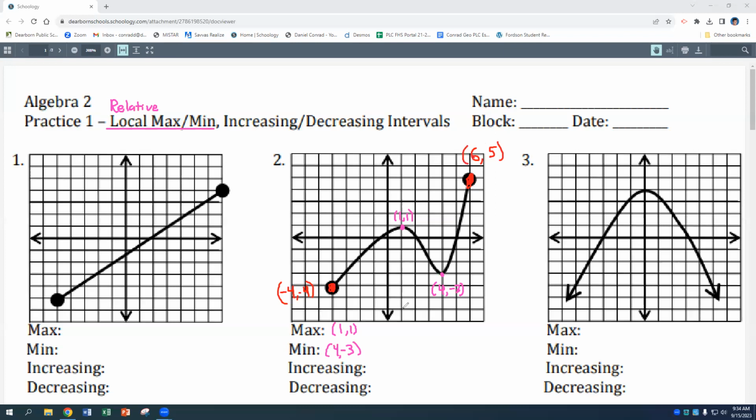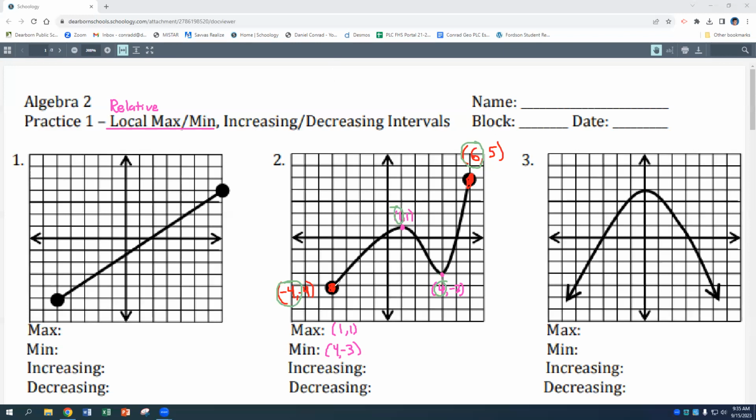Okay, when we're writing our intervals for increasing and decreasing, just like for positive and negative, what we care about are the x values. Okay, we care about the 6, the 4, the 1, and the -4. The y values are what's telling us it's going up or going down or positive or negative. But when we're writing the intervals, we care about the x values. So let's write our intervals.